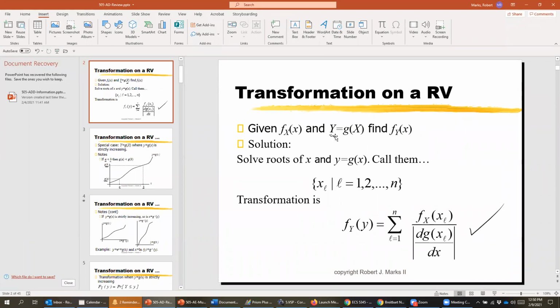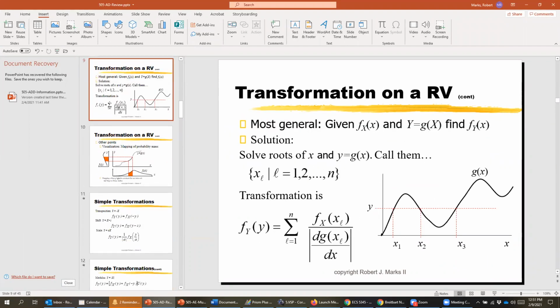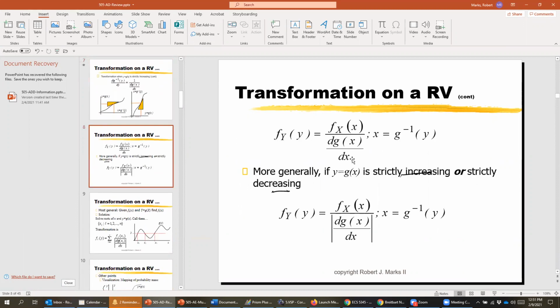So this is what we ended up last time doing. No, that's not where we ended up. Whoa, we ended up way down here. Yeah, here is where we ended up. We ended up with the idea that if you had a strictly increasing or a strictly decreasing function, and y is equal to g of x, then you obtained the probability density function for the new random variable by taking the old density and dividing it by the derivative of g at the value where x is equal to the inverse of g. And that's where we ended up.